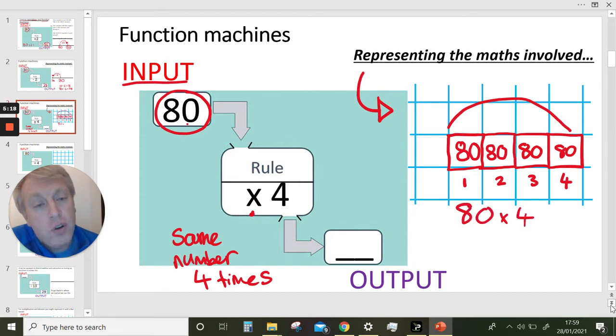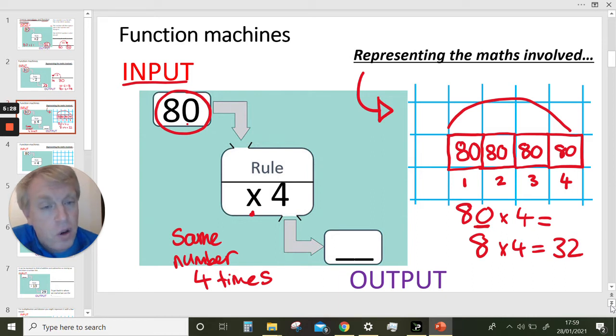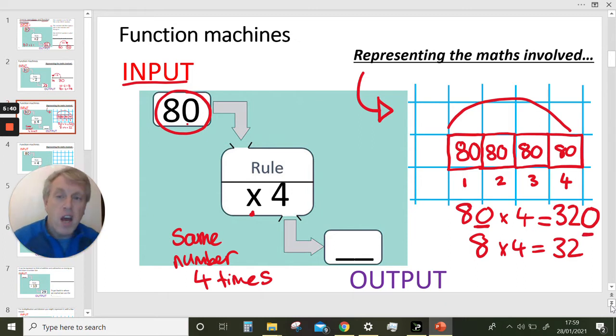80 times 4, we're going to use 8 times 4 is 32. 8 tens times 4 is 32, not 32 ones, 32 tens. We're making our answer 10 times bigger. 320. So our output is 320. Okay, good.